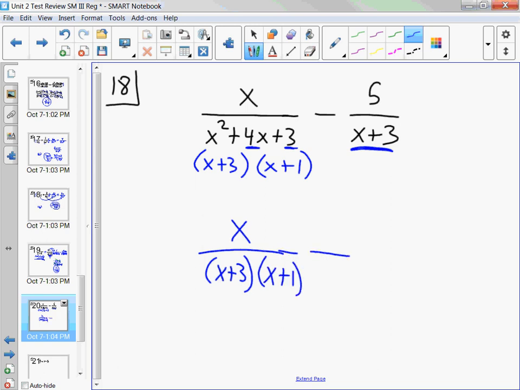The second fraction, I multiplied. My special one is x minus 1.